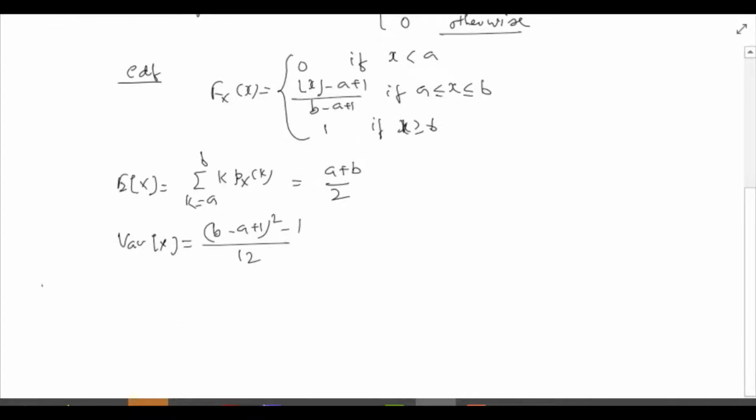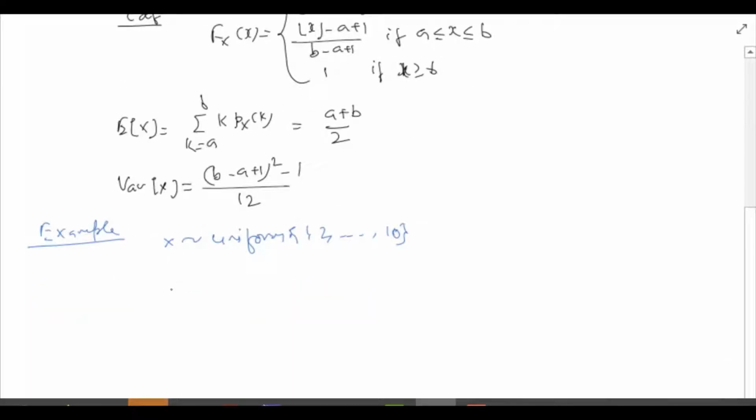Let us see an example. Suppose X is uniform over the set 1, 2, dot dot dot 10. Then what will be the probability that X will be between 1 and 6? So the probability of X lying between 1 and 6 will be the sum over i equal to 1 to 6 of 1 by 10. 1 by 10 is the probability of X taking any integral value. So this will simply be 6 by 10.